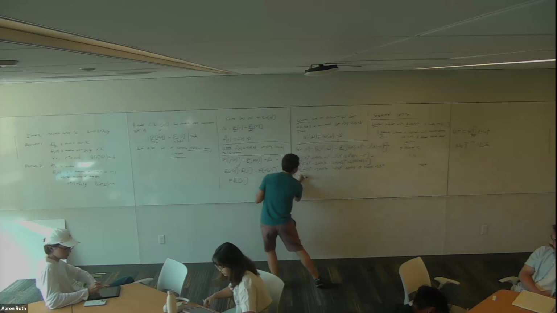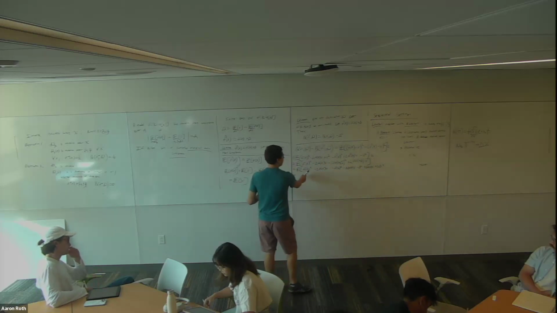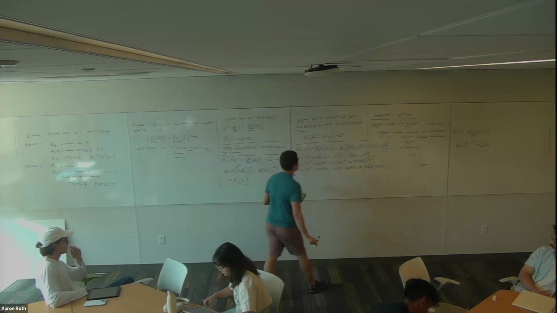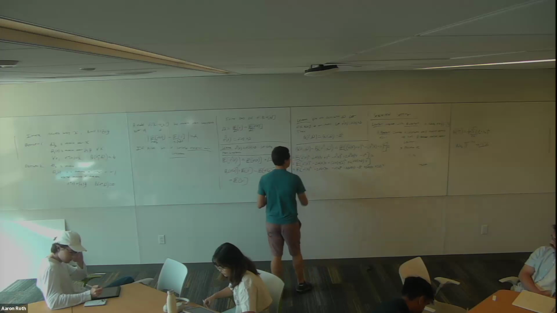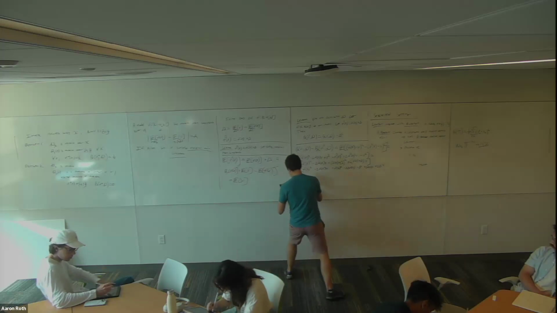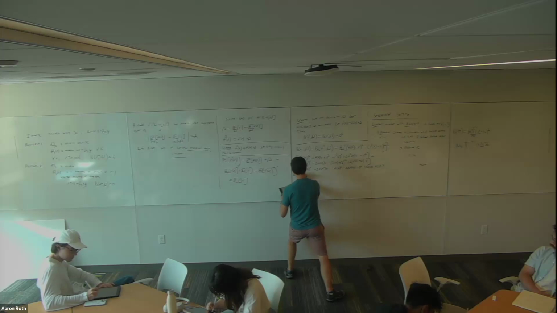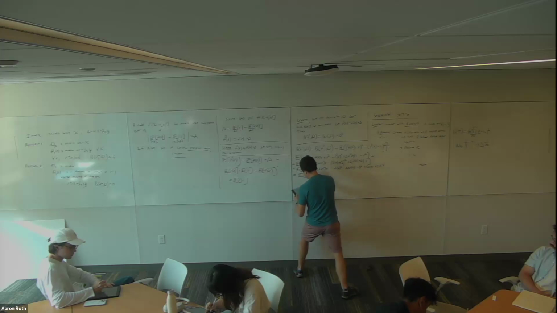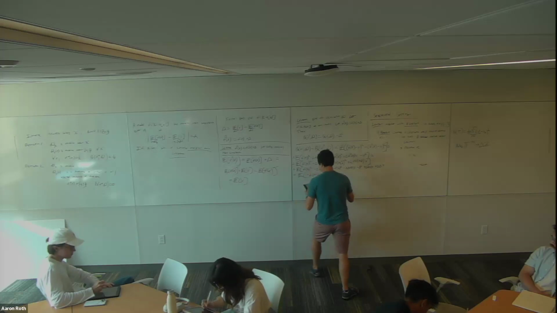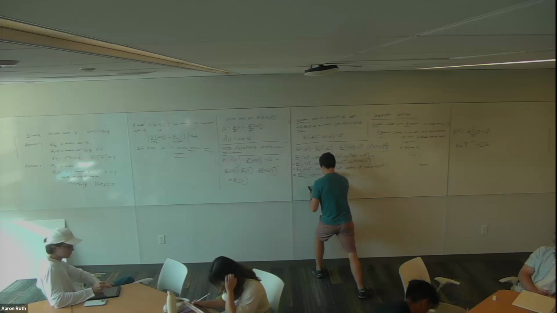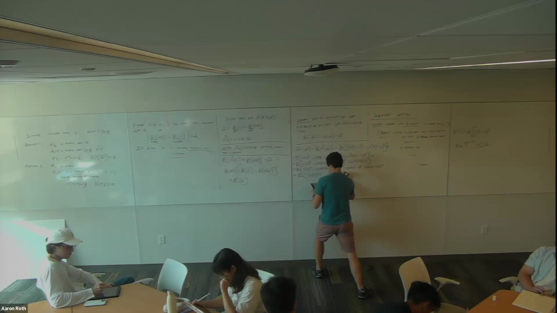Okay, and now we start to get a lot of cancellations. f of x squared cancels with minus f of x squared. 2f of xy cancels with minus 2f of xy. And what we're left with is just the expectation of minus 2 delta f of x minus delta squared plus 2 delta y.